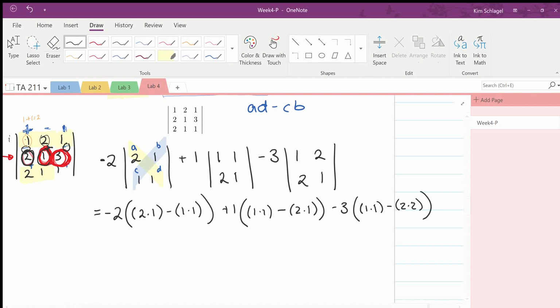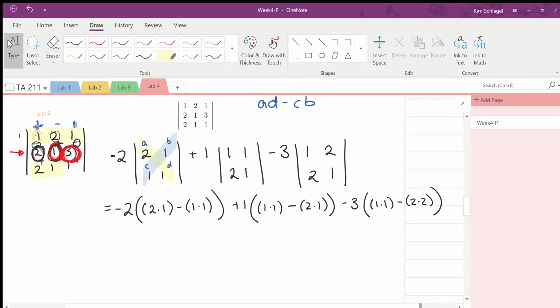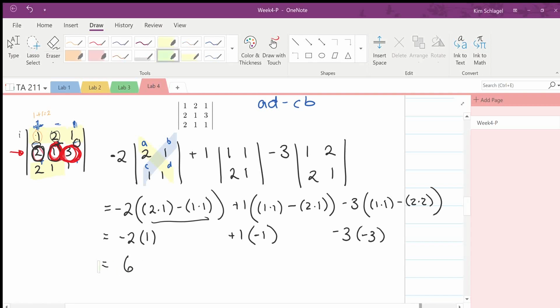Next up, we just simplify. Just simple arithmetic here. So we end up with -2, and this whole thing in here simplifies to 1. And we'll do it over here: +1 times this guy here simplifies to -1. And this guy here simplifies to -3. So it ends up that this whole determinant equals 6 when we add everything up. So it equals 6.